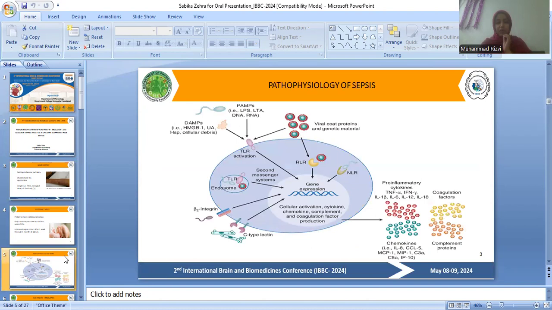If we talk about the pathophysiology of sepsis, there are three factors: damage-associated molecular patterns, pathogen-associated molecular patterns, and viral proteins, which infect the cell and result in the alteration of gene expression, which results in the production of cytokines, chemokines, complement proteins, coagulation factors, etc.